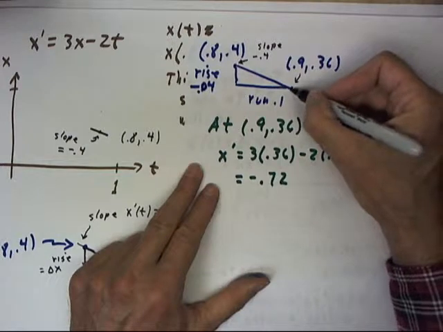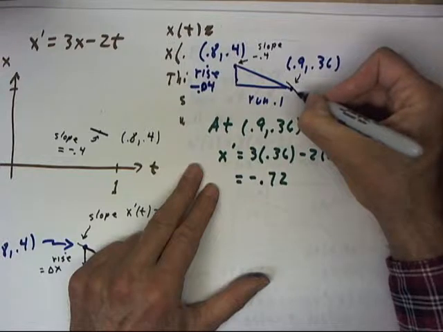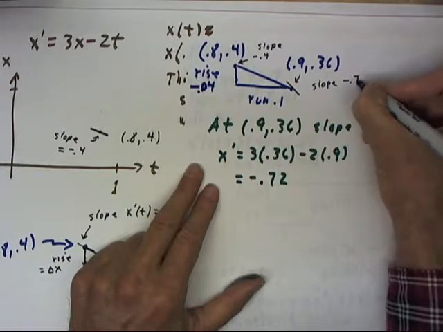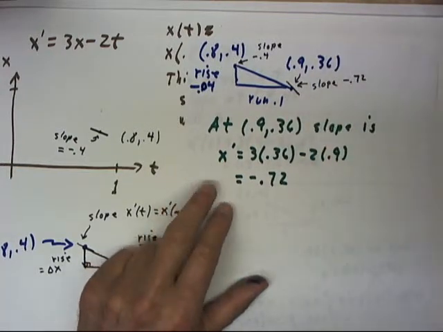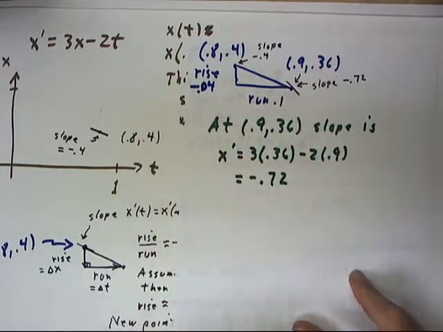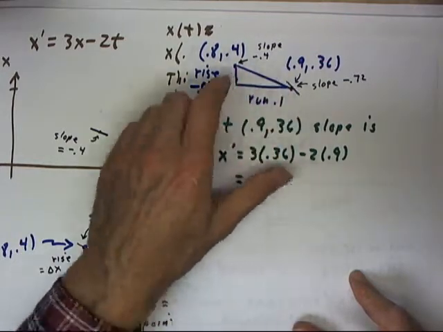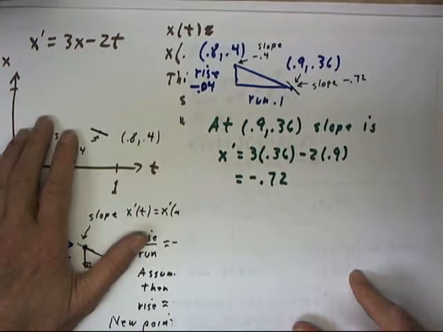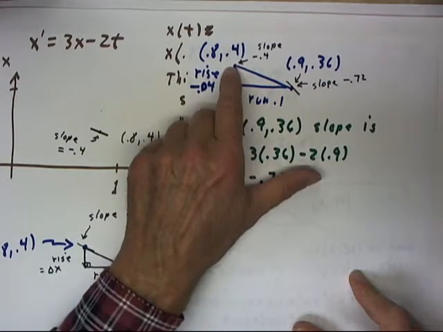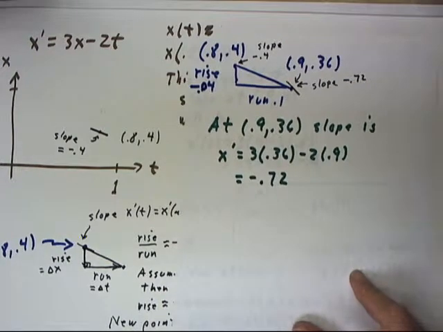That tells us two things. One, if we are at this point, our slope is going to be negative 0.72, steeper than it was here. This is also going to make us skeptical of our estimate 0.9, 0.36, because our slope didn't stay at negative 0.4 while we moved from here to here. It would not actually, on the x versus t plot here, our slope would not remain negative 0.4. The slope is clearly decreasing as we move from here to here.